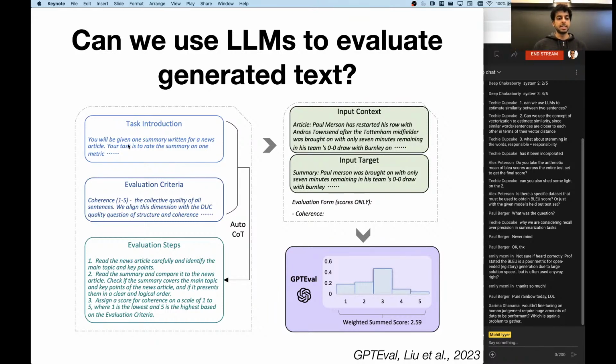They say, you will be given one summary written for a news article. Your task is to rate the summary on one metric. And then they describe the metric. You will be rating coherence on a scale of 1 to 5. And then they explain what they mean by coherence, like what is that? Then they give it a series of steps that the model should perform in order to do this evaluation. So it says, step 1, read the news article carefully, identify the main topic and key points.